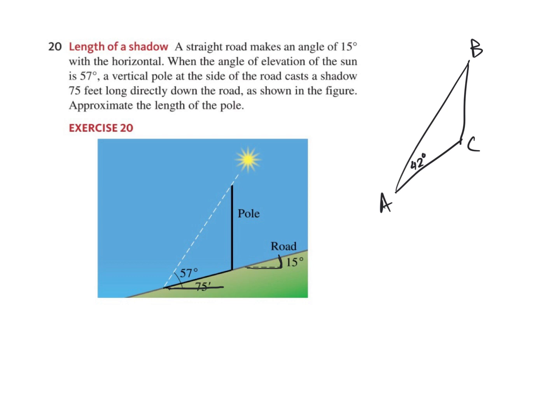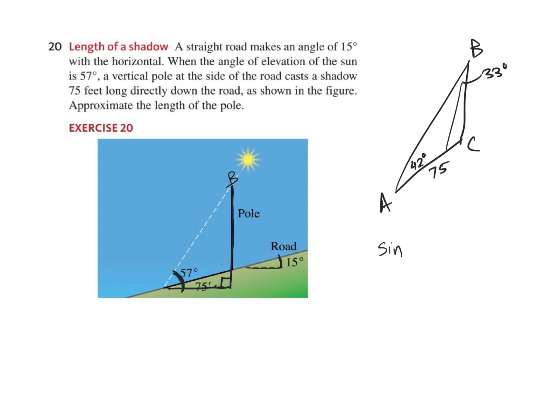Now, how do we figure out the other stuff? There's not enough information here yet, okay? The shadow is 75 feet long, so this is 75. Still don't have enough information. So on our picture here, if I make this a right triangle, this 57 degrees, I can figure out what angle B is up here. So take 180 minus 90 is 90, and 90 minus 57 gives me 33 degrees. So 33 degrees is that angle. Now I have enough information.